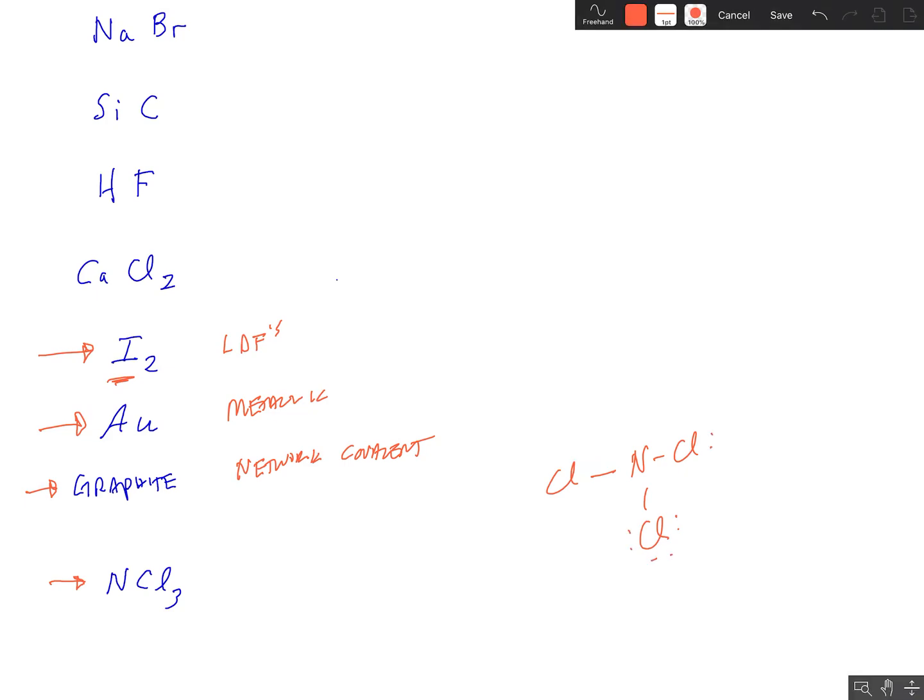And so here is NCl3. Do you remember the shape of this guy? Yeah, that lone pair is pushing the chlorines down into a trigonal pyramid shape, isn't it? It's not symmetrical. So that means this is polar. So what holds polar molecules together? Very good. Dipole to dipole.